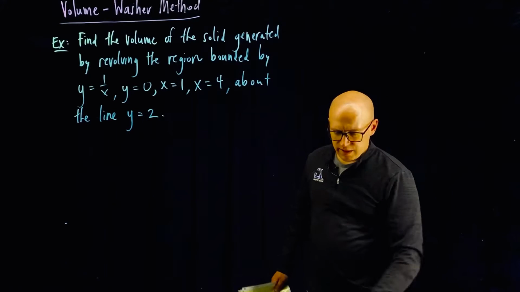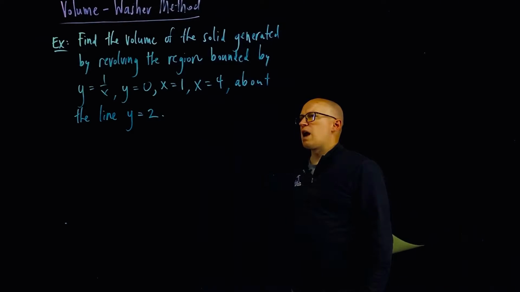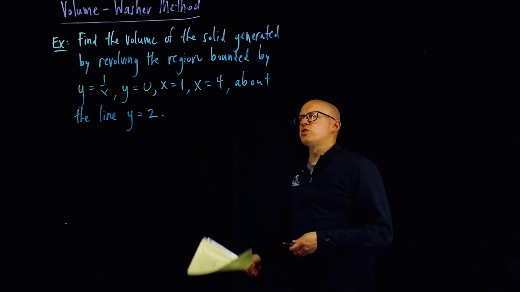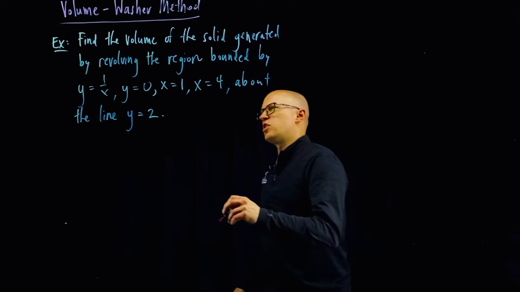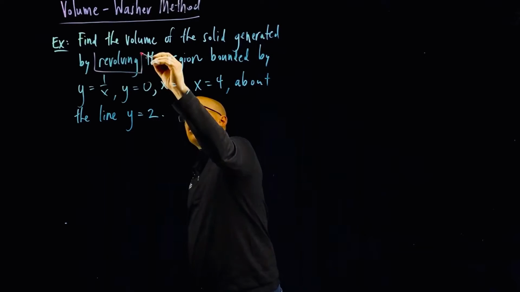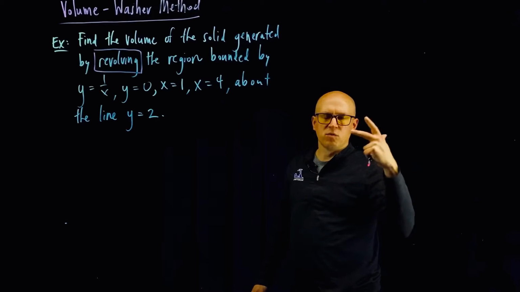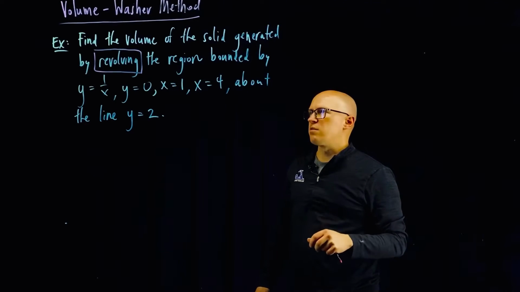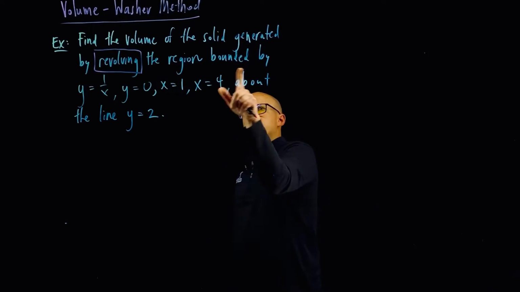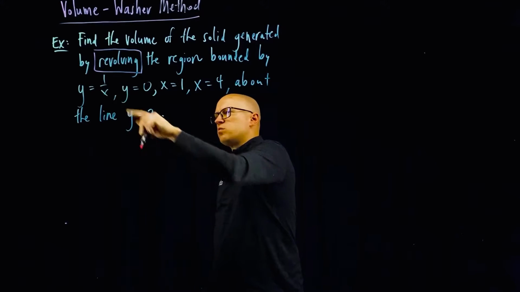All right, let's read that. There's a lot going on in that problem. It says we're going to find the volume. We know what volume means. It's three-dimensional space of the solid generated by revolving. That's a key word. When we revolve something around some sort of axis, we're talking about circles.